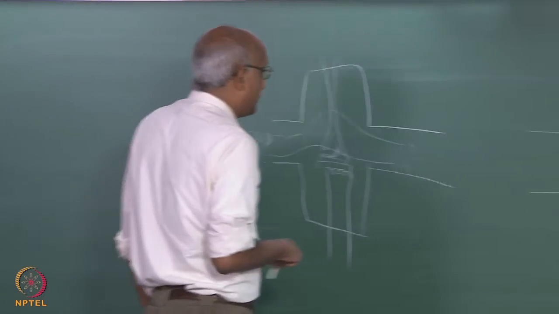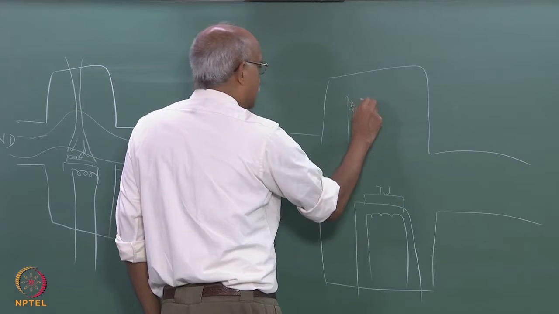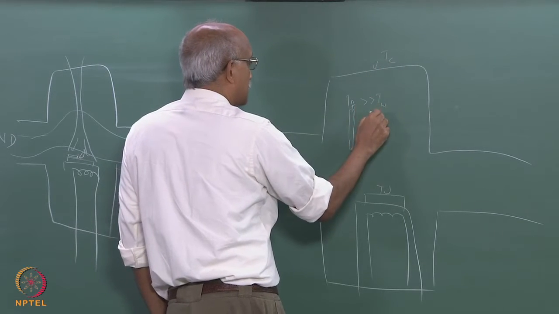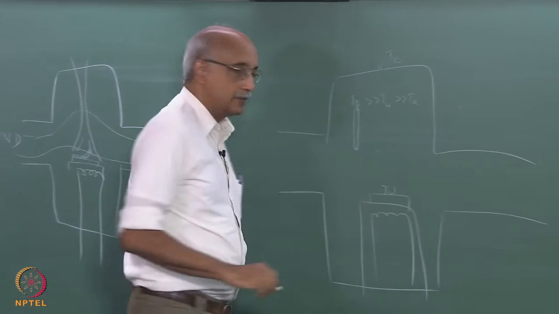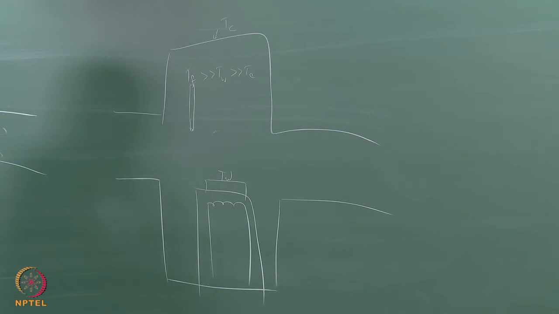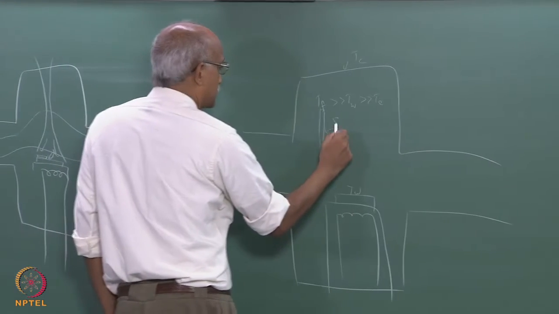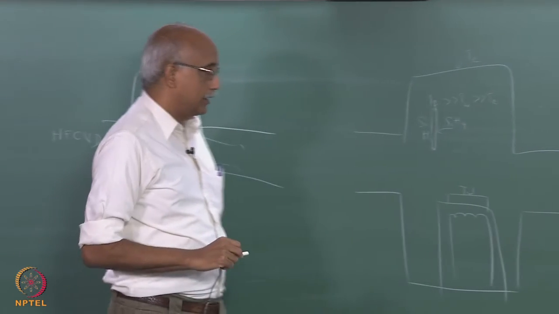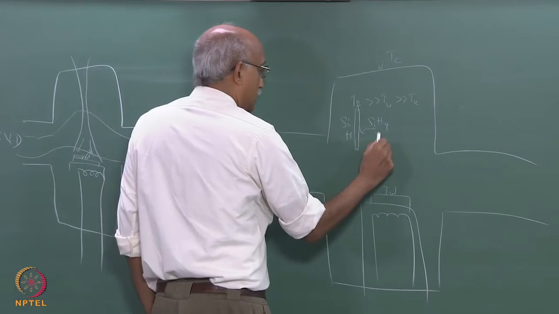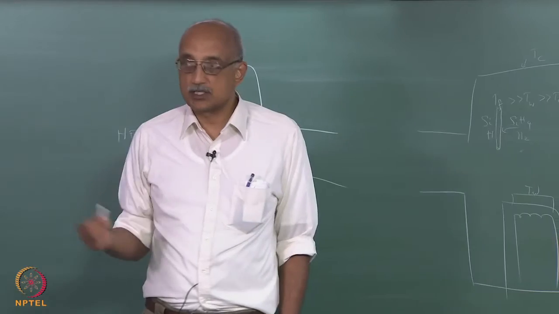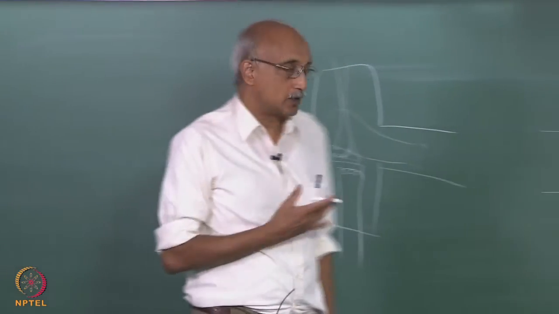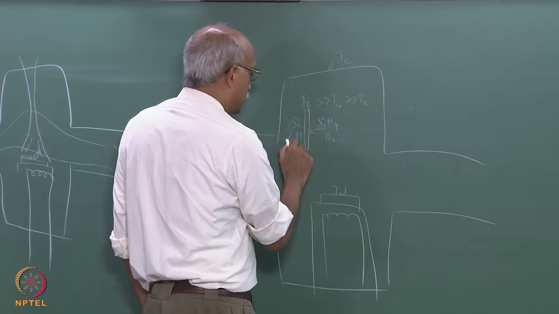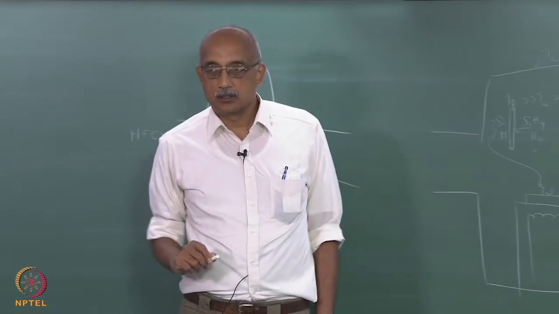So this TF will be kept, if this is TW, TF will be much greater than TW, and if this is your chamber walls, again TW will be much greater than TC normally. So let's say that you have silane in this system. Silane is impacting the filament and getting dissociated into Si and H. You can also have hydrogen as a carrier gas, and even hydrogen will dissociate and form H radicals when it encounters the filament. How do you ensure that all these dissociated molecules flow down and actually impact the substrate?